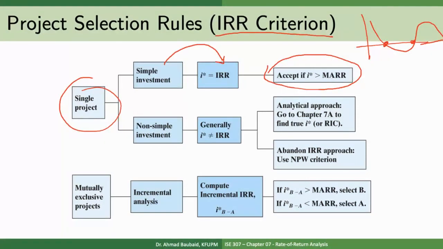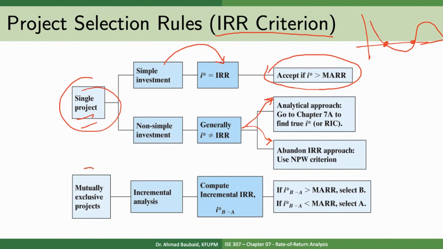And so in that case, what we need to do is either use chapter 7a, which we're not going to go through, or we just go back to our old friend, the net present worth criterion, because that's easy to do, right? I just compare the net present worth at the MAR value that I'm given, and then I select the one with the higher. Sorry, this is a single project, so you just accept if it's positive. You reject if it's negative, and you're indifferent if it's 0.